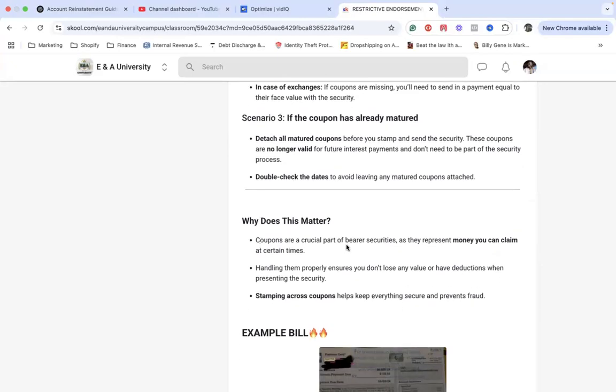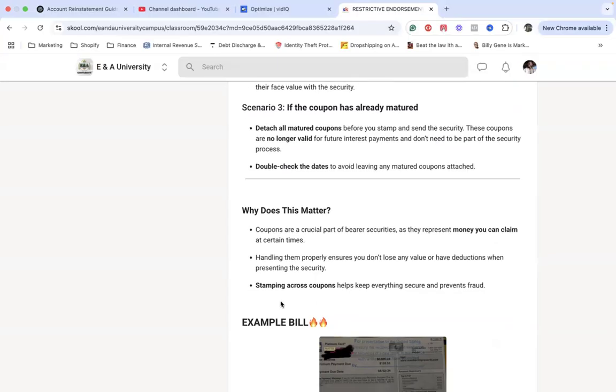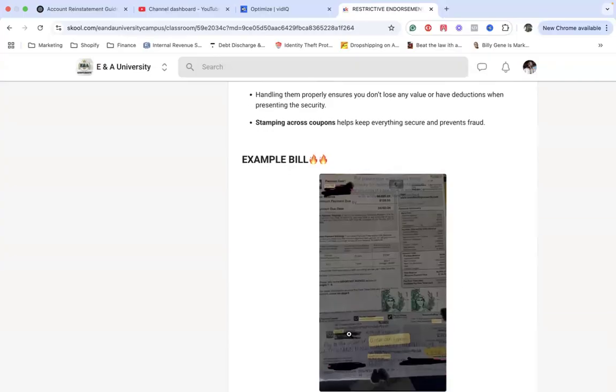So the coupons are a crucial part of the bearer security as they represent money you can claim at a certain time. Handling them properly ensures that you don't lose value or have deductions when presenting the security. In other words, if you want the entire value of the coupon to be redeemed, you have to make sure everything is attached properly and sent accordingly. Stamping across coupons also helps keep everything secure and prevents fraud. So that's why the instructions are very clear, guys.